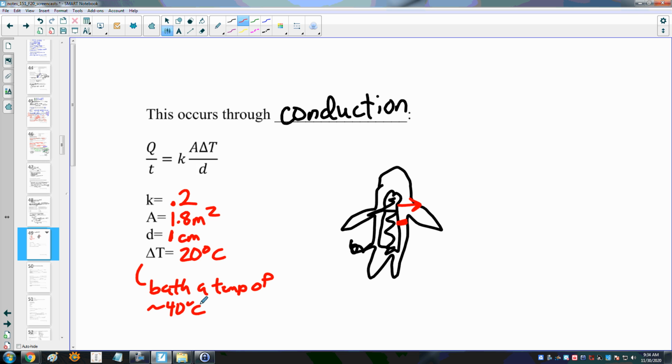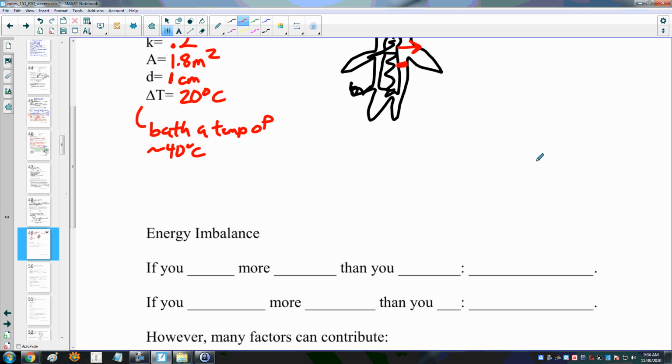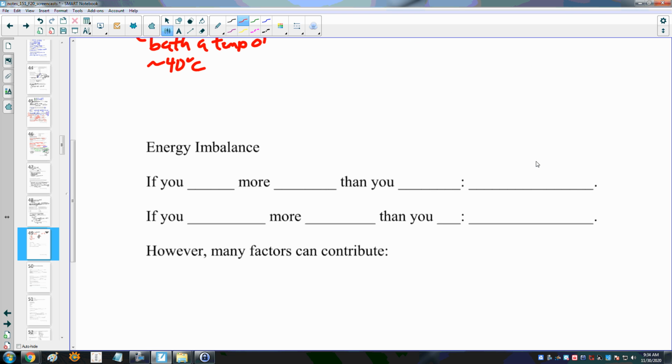Okay, so if I do this calculation, which again I'm not going to require you to do, I find that the rate of energy loss is about 720 watts. Remember we saw a watt before. A watt is equal to a joule per second. Okay, so energy imbalance, just to wrap up this chapter.